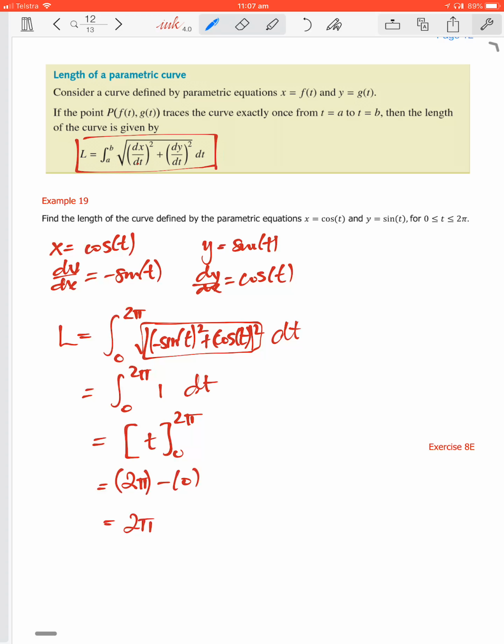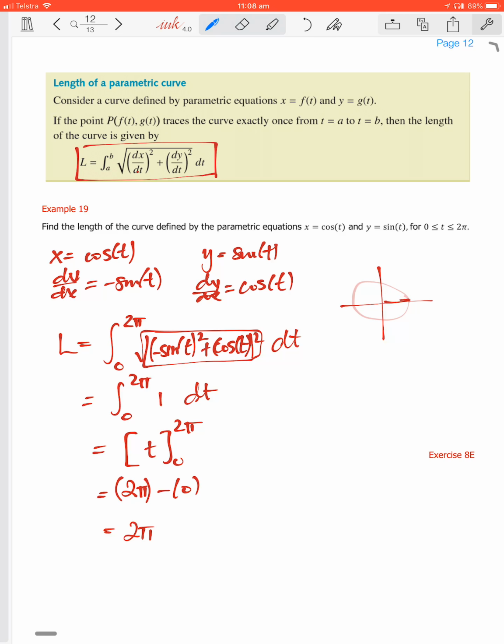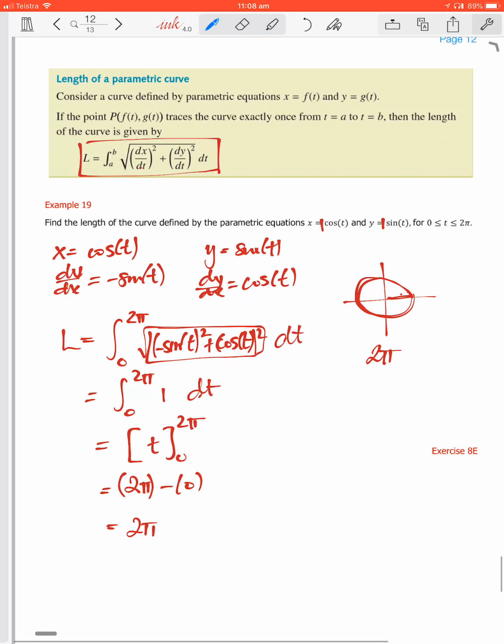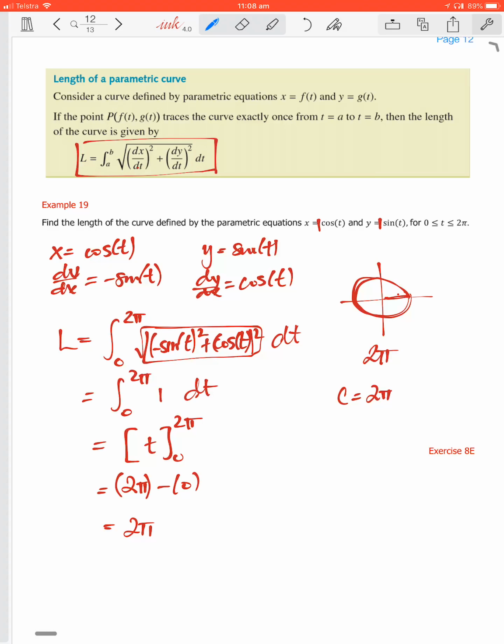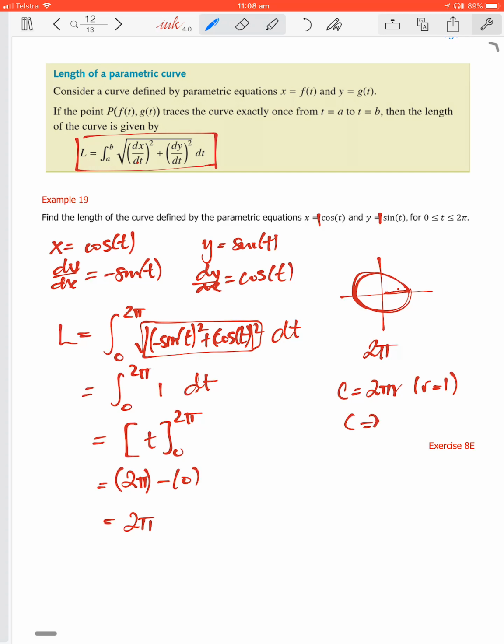Now this makes sense because if x is cos of t and y is sine of t, it's going to create a circle with a radius of 1, because our coefficients are 1. And if we want the length around the outside, it's just 2 pi, because we know our circumference is 2 pi r, and our radius is 1. So it should be 2 pi. We haven't stuffed anything up, which we haven't. There you go.